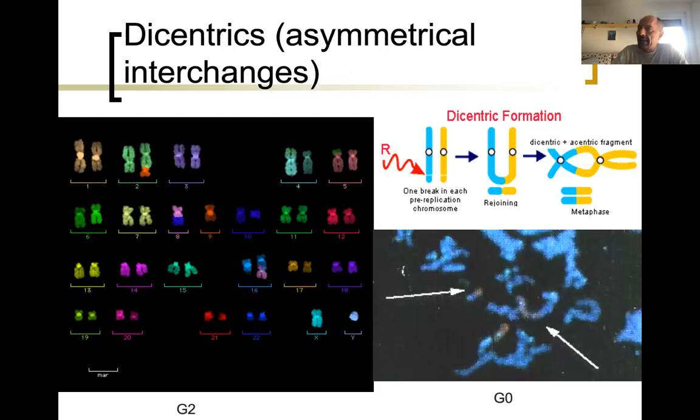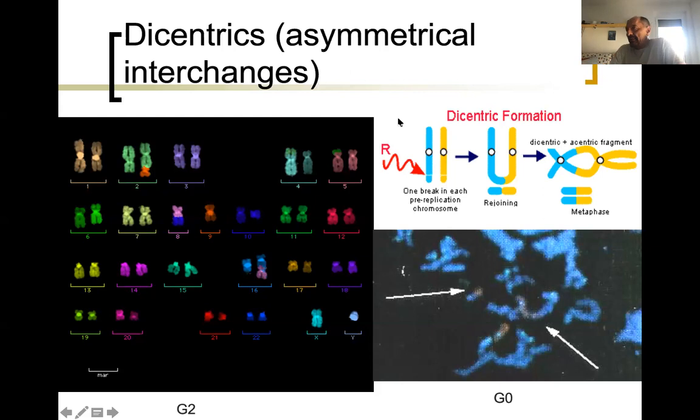So let's start now to see the most common chromosomal aberrations. One of the most famous is the dicentric. The dicentric is classified as an asymmetrical interchange. Why is it an asymmetrical interchange? It's an interchange because it occurs between two different chromosomes, and is asymmetrical because the result is two different structures.